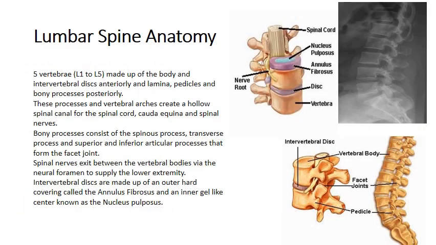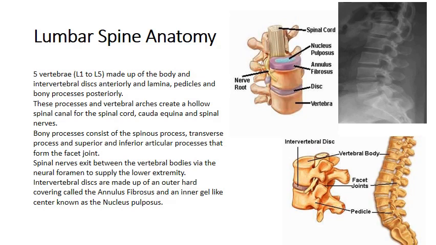So for the lumbar spine anatomy itself, we will concentrate on the lumbar area because this is the cause of most of the pain for back pain. There are 5 vertebrae in the lumbar region that are labeled from L1 to L5, and they are made up of the body that's anterior, separated by intervertebral discs. The laminae, pedicles and bony processes are in the posterior part of the spine.